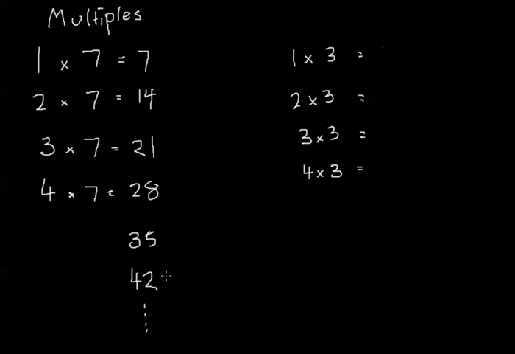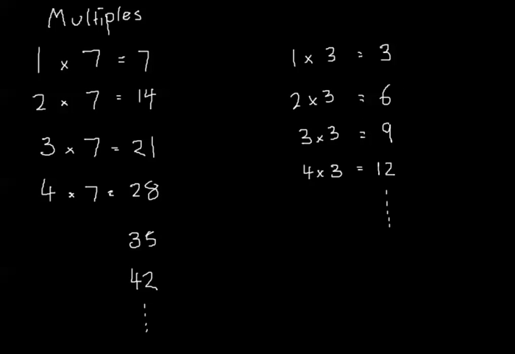If we were to look at, say, the multiples of 3, again, we can use times tables to help us out here. So 1 times 3 is 3, 2 times 3 is 6, 3 times 3 is 9, 4 times 3 is 12, and again you can keep on going down. So they're all the multiples of 3.